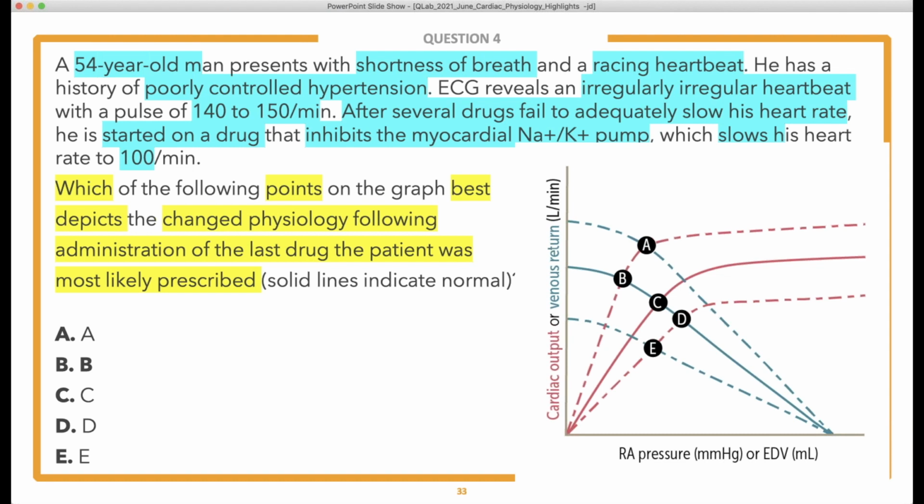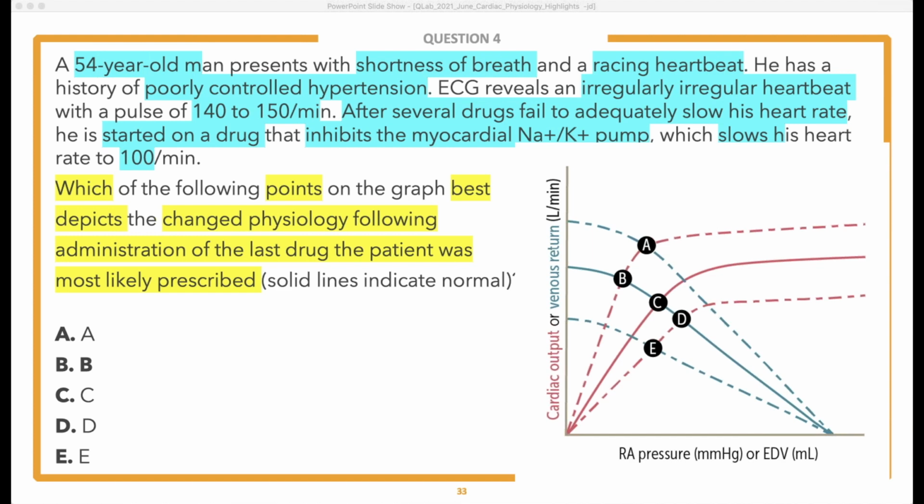Now we know some of the classic drugs for atrial fibrillation are beta blockers, calcium channel blockers, but it sounds like these drugs didn't really work. So then they started a drug that inhibits the myocardial sodium-potassium pump. This is getting at digoxin. So hopefully you guys were able to pick that up, okay? Digoxin inhibits that sodium-potassium pump. So it secondarily allows for increased intracellular calcium, okay? So thus, digoxin increases cardiac contractility, which will thus increase cardiac output, okay?